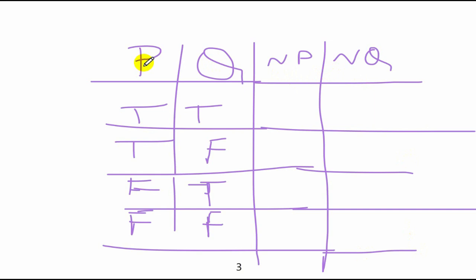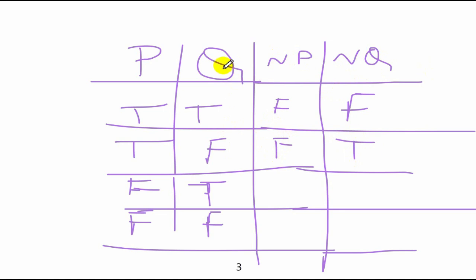Okay, so if P is true, then the negation of P, that is the opposite of P, is false, not true. For the negation of Q, if Q is true, then the negation of Q is false. That's it. P is true, so the negation of P is false. If Q is false, the negation of Q is true.